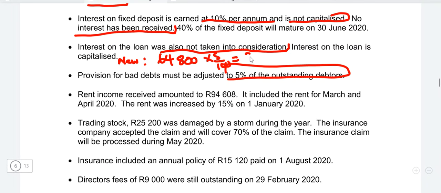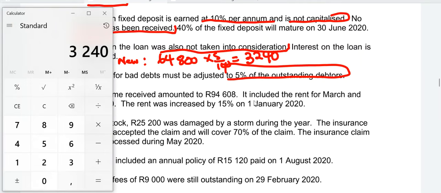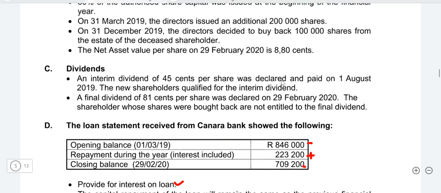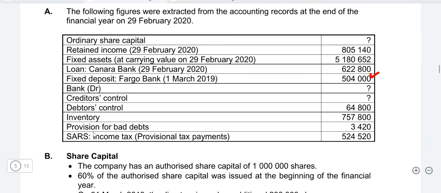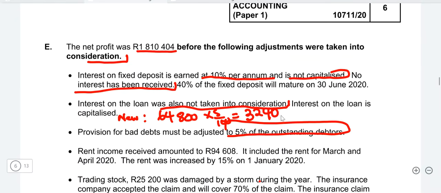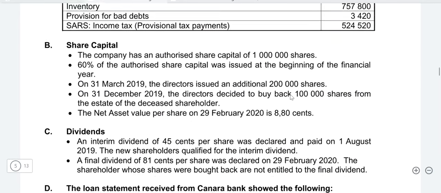So our new balance here is 3,240, as you can see here. Now what we're going to do is compare this with the old balance and see if it's supposed to reduce or increase our net profit. From here we can tell that the old balance is 3,420, and the new balance is 3,240. So you can see that the new one has decreased. There was a decline, which means it will increase our net profit.